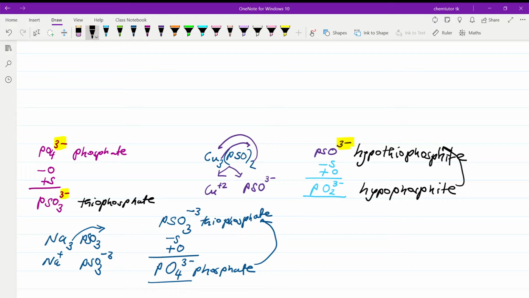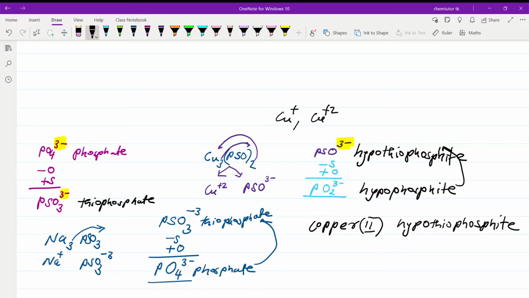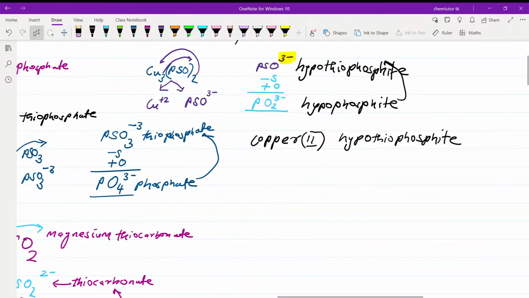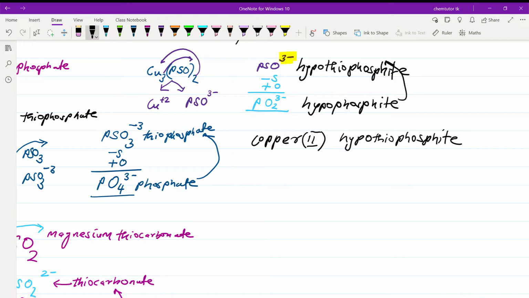For the name of this compound, copper has multiple valencies. Copper has copper 2 plus and copper 1 plus, so we have to specify which one. It's a transition element with multiple valencies. So copper 2, in Roman numerals, uppercase II, hypothiophosphite. That is the name of that compound. Okay, we try another one.